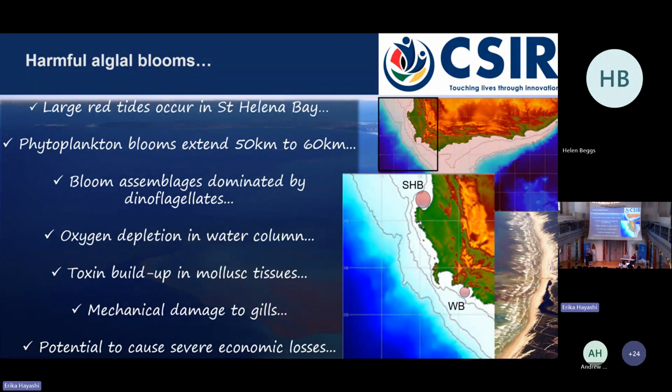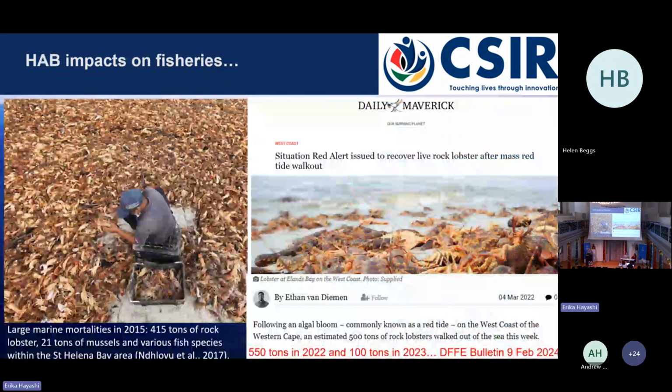And then, of course, there's also mechanical damage to the gills of young fish, and then that affects the spawner biomass and the recruitment in the following year. So predicting the extent of these events is quite important economically. So this is an occurrence in 2022. Usually the harmful algal blooms occur in the early part of the year for us, in summer. So summer, early autumn, and this is a picture of some lobsters that have actually been stranded on the beaches near Lambert's Bay and Elands Bay in the St.